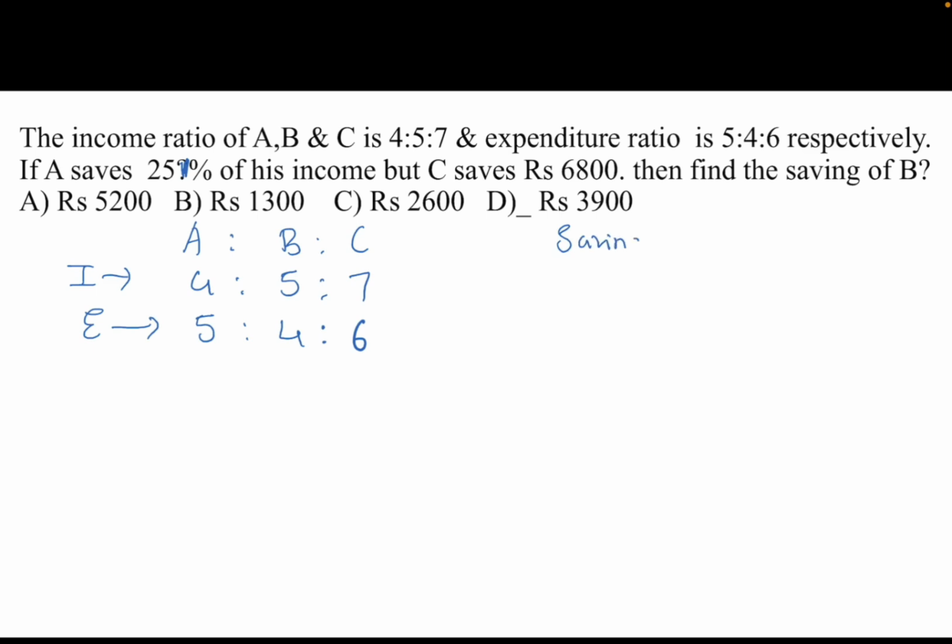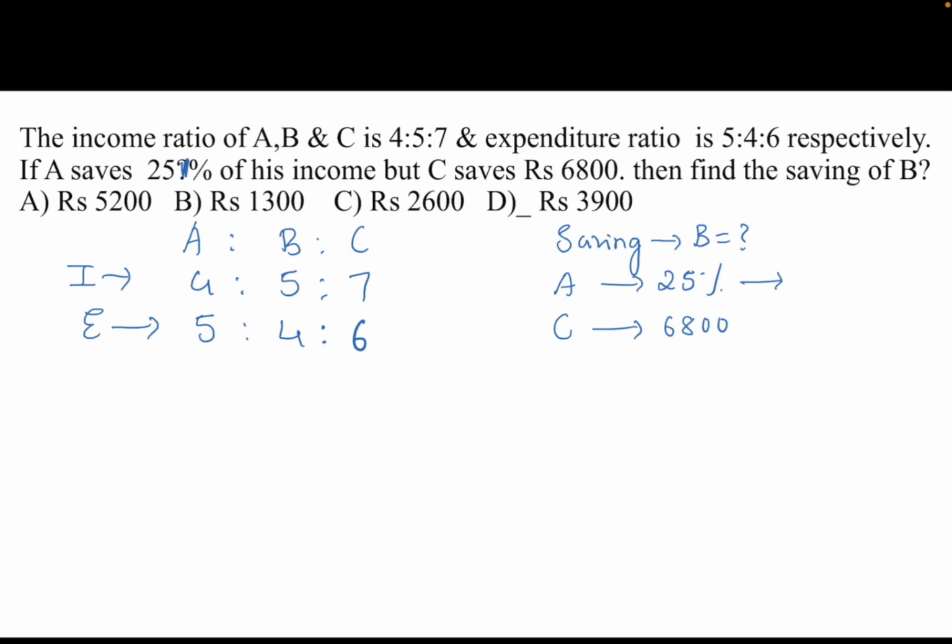Savings of B is how much they are asking. And what is given? A saves 25%, okay, of his income, and C saves 6,800. Now we know A saves 25%, means 25% of his income he will save.